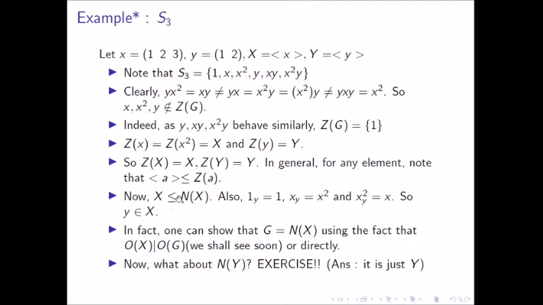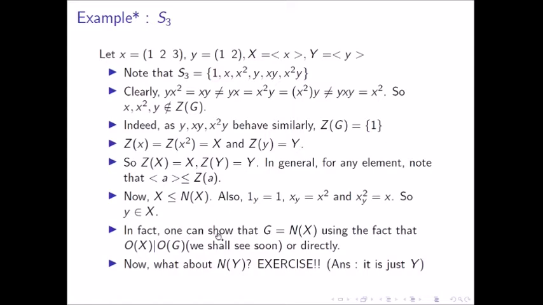Now, x is less than or equal to nx. This is true, right? We have already seen that the normalizer of any subgroup contains the subgroup itself. Also, y 1 y inverse, or 1 subscript y, is equal to 1, xy, or y x y inverse, is equal to x square, and x square subscript y, or y x square y inverse, is equal to x. So y belongs to capital X as it sends all of its elements to x, and indeed y capital X y inverse with these equalities turns out to be capital X.